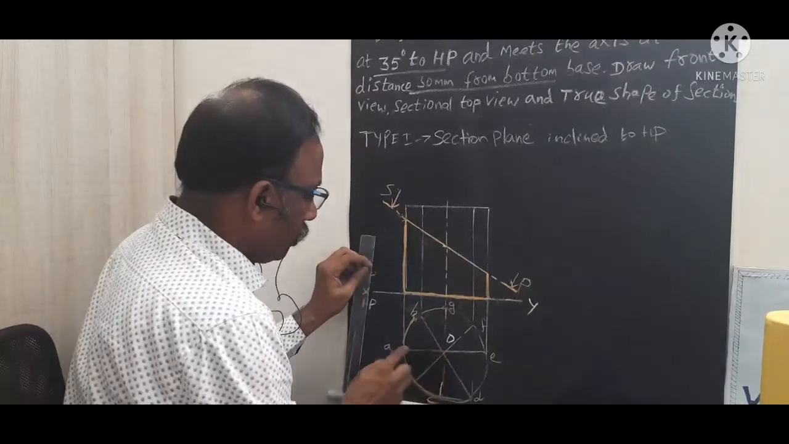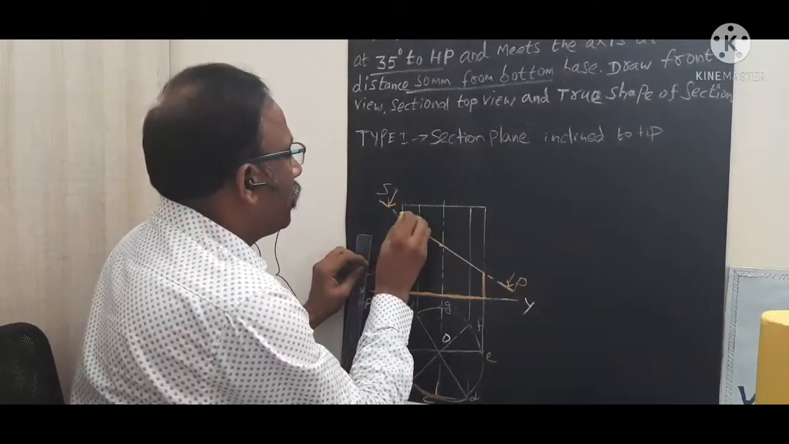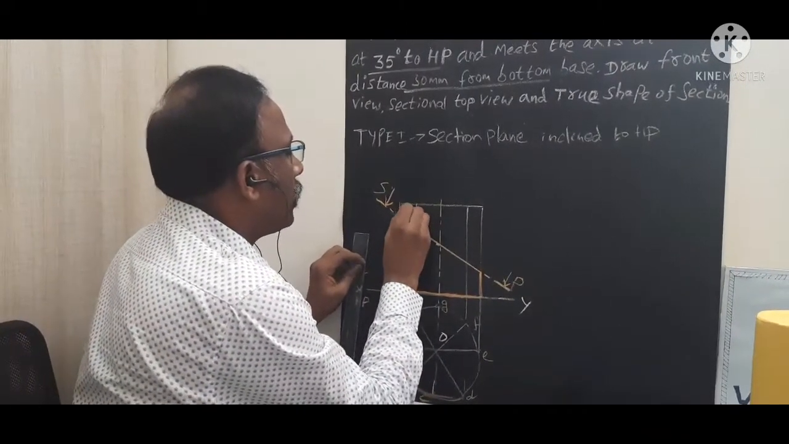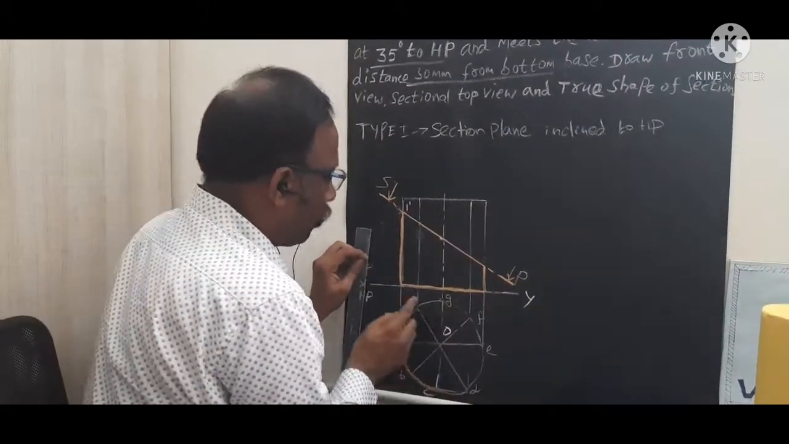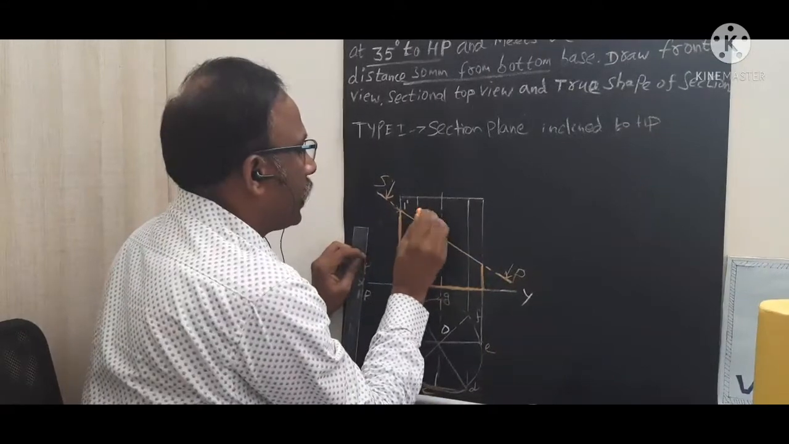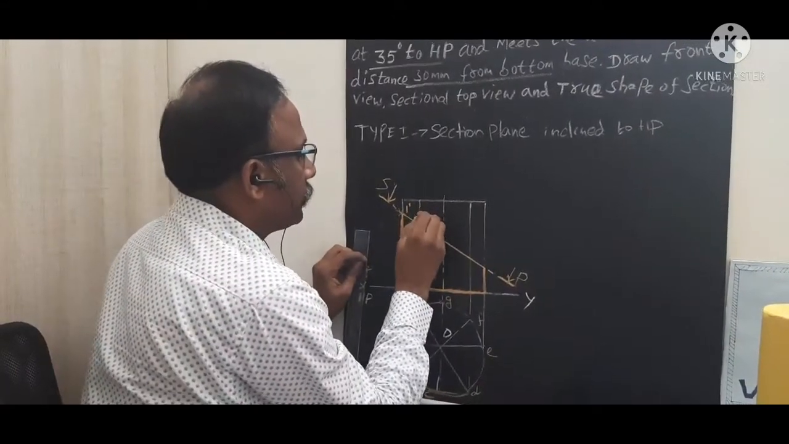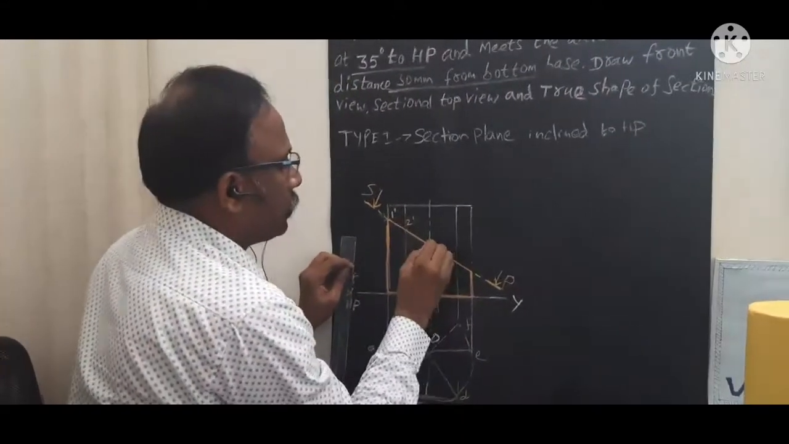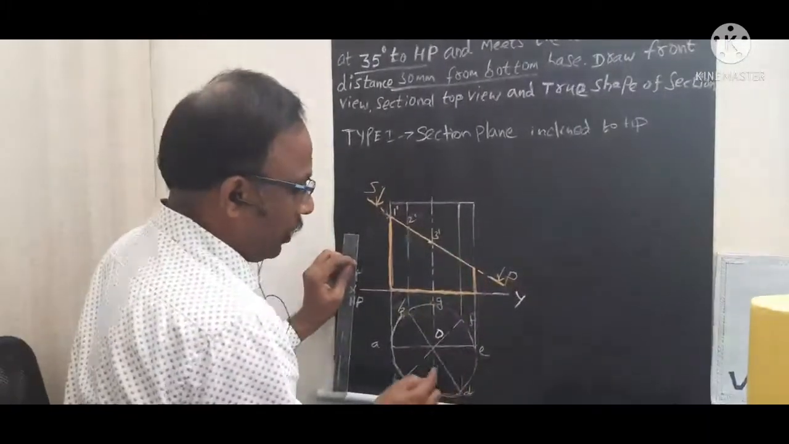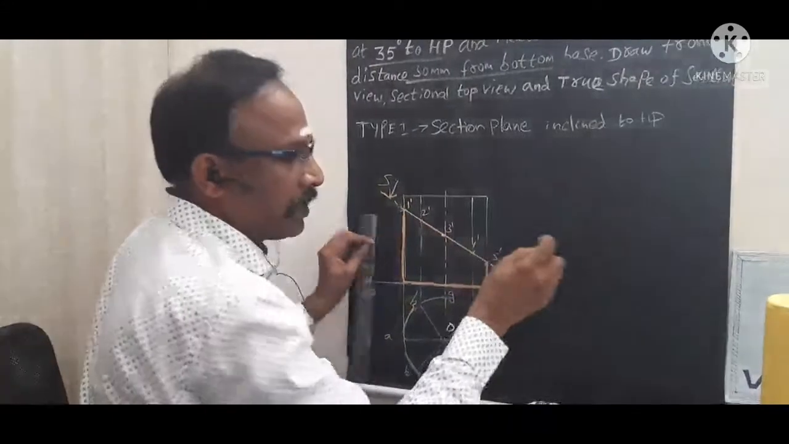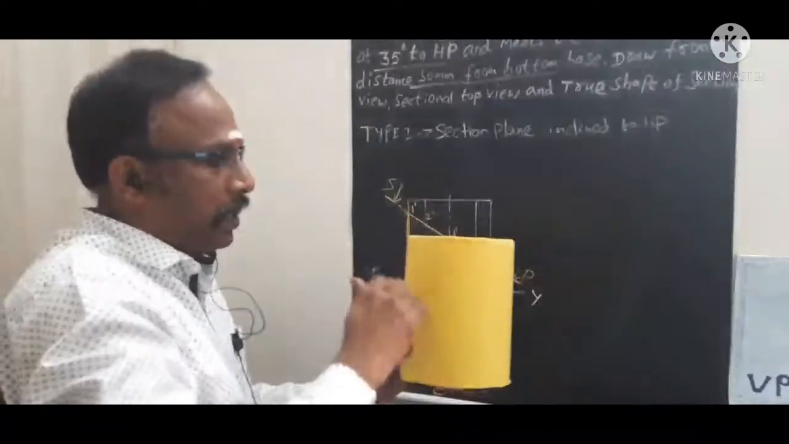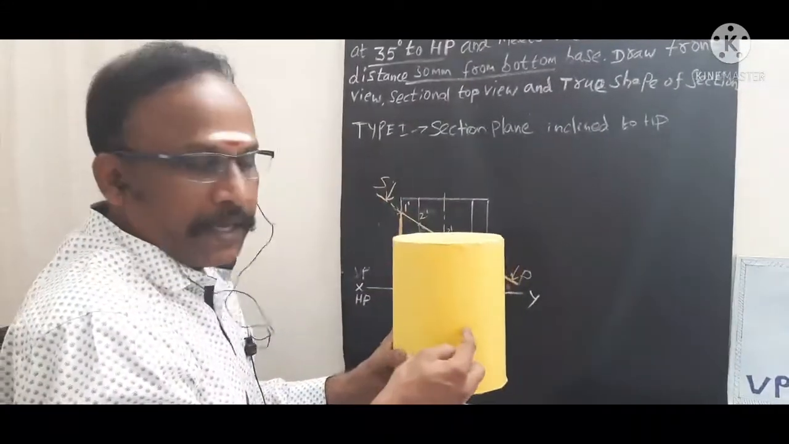So in the OA generator line we have this point 1 dash, and here we have the 2 points on OB and OH. I will mark 2 dash here, and this point 3 dash. Similarly, this is the point 4 dash. Here we get 5 dash. So we are cutting this cylinder, and we got these points like this.